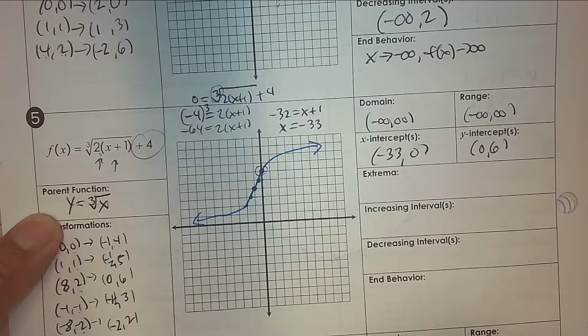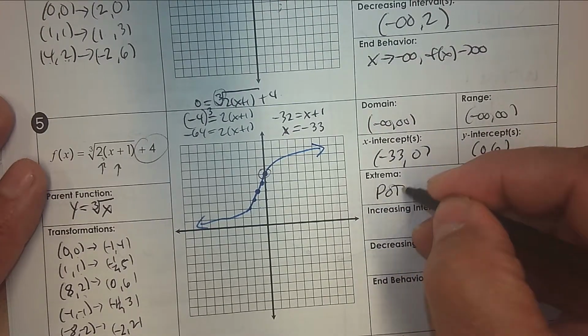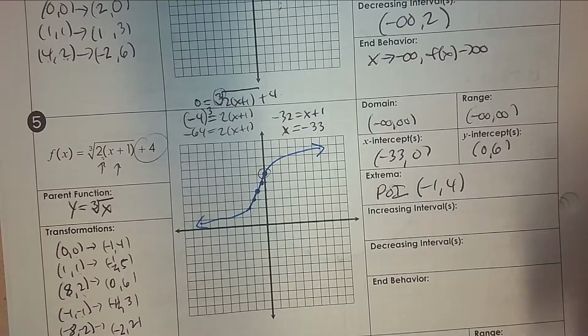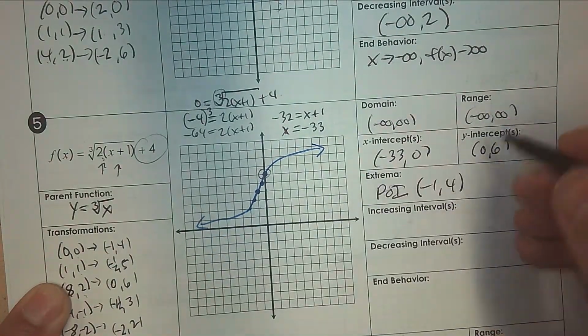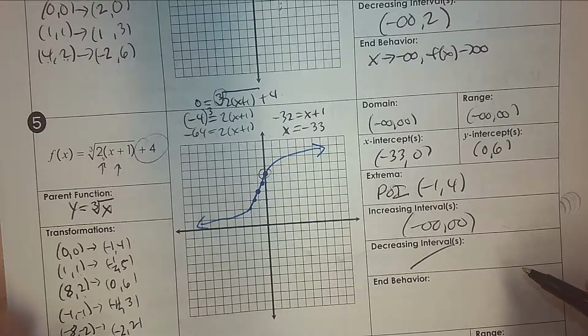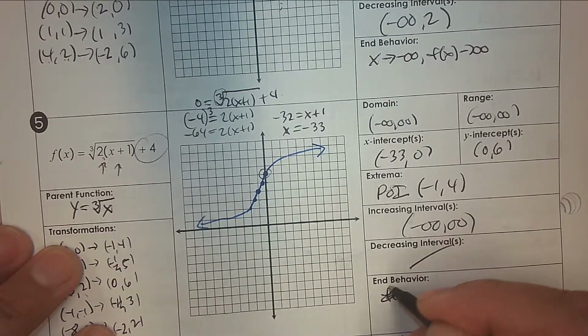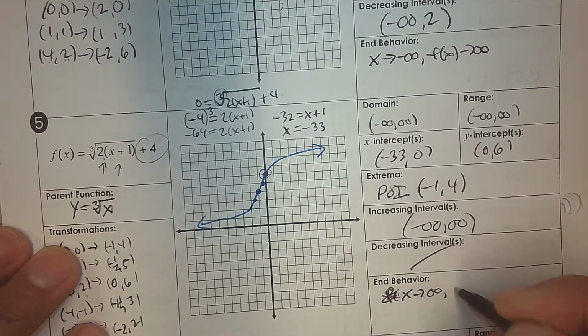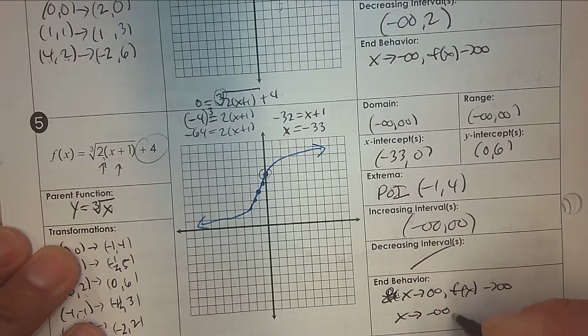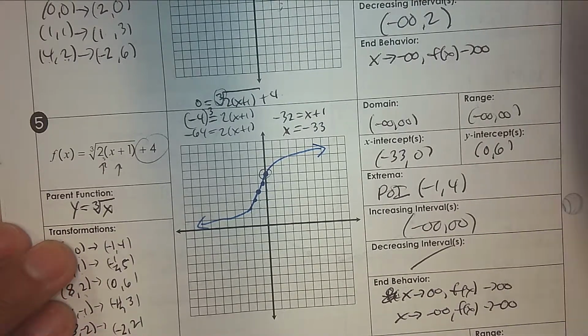Any extreme points? No, but we do have a point of inflection, and our point of inflection is at negative 1 and 4. Increasing all the way through. Nothing decreasing. How about the end behavior? As x approaches infinity, what's the function doing? Going to infinity. As x approaches negative infinity, what's the function doing? Well, it goes to negative infinity. Done.